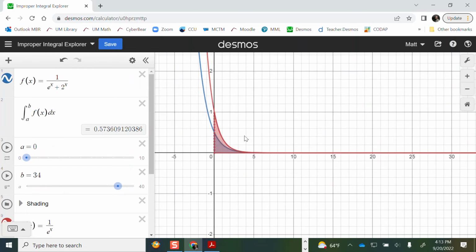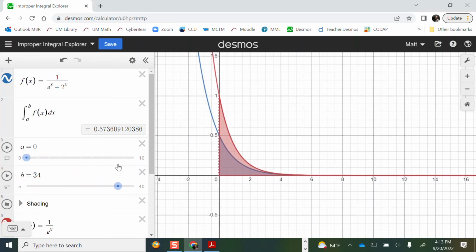So here's a close-up picture of what's happening. If I adjust the limits of integration, we can see that no matter where we're at in here, the red area is always going to be greater than the blue area, and as the red area has been shown to be convergent, the blue area has to be convergent as well, because it's a part of the red area. It's a subset or a piece of the red area.